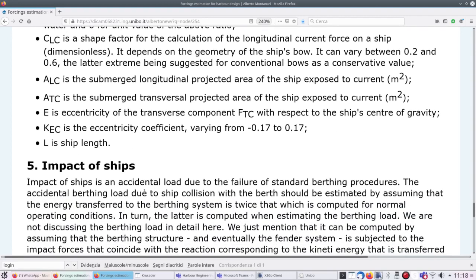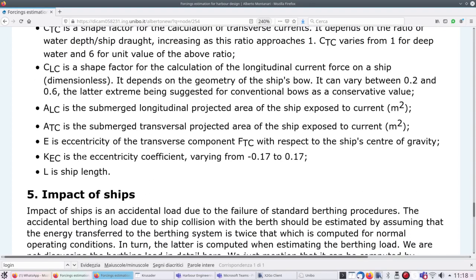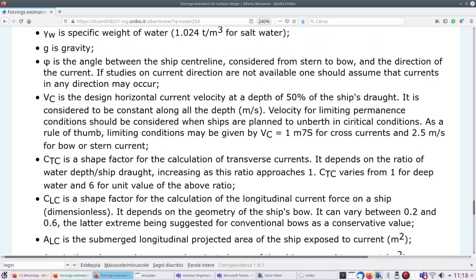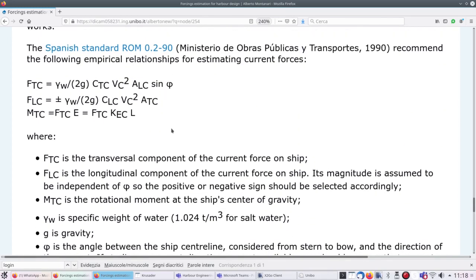I think that's it. Eccentricity varies usually from minus 0.17 to 0.17. It's a rule of thumb. Okay, I think that's it. Another empirical formulation. And I guess that you are wondering what you have to remember for the exam about these empirical formulations. I will make a summary, so don't worry about that.